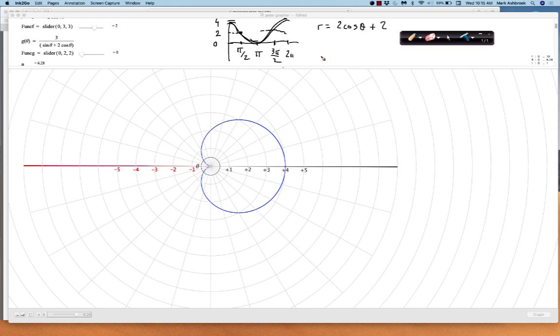So let's start talking about some calculus here. dr d theta. So suppose dr d theta equals 3. Let's say dr d theta equals 3. Tell the person next to you what that means.